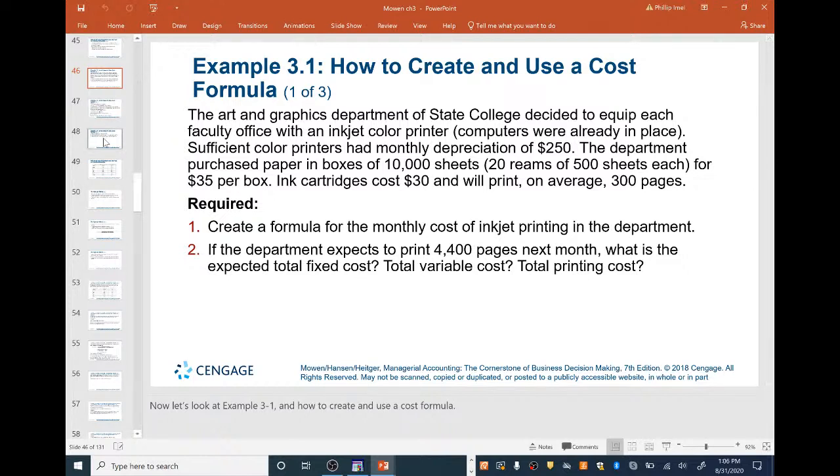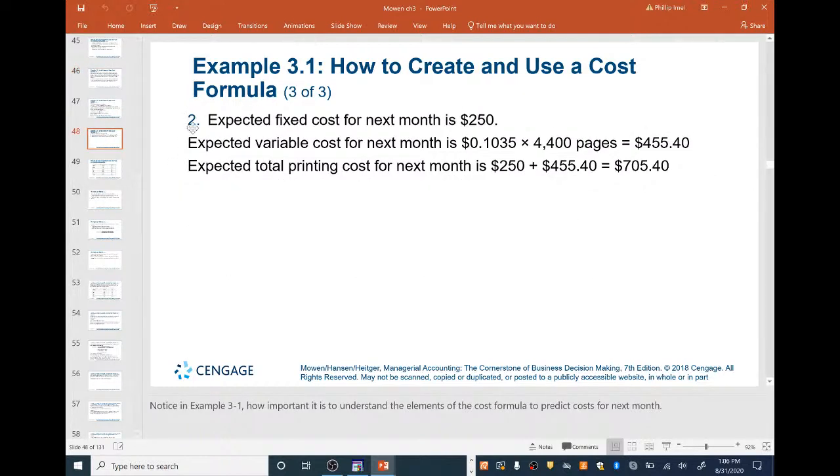So all we have to do now is go in here and take the expected fixed cost for the next month. Wait, that's given, right? $250. So there's our fixed cost. That's one of the answers they asked us for. That was given already.